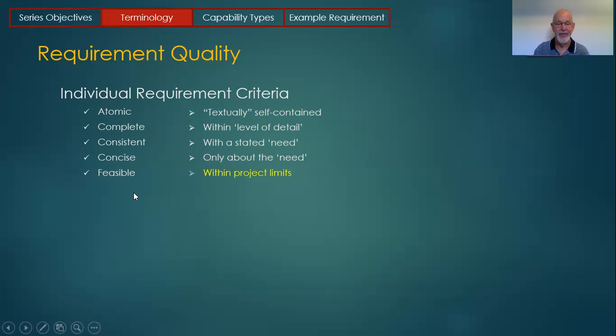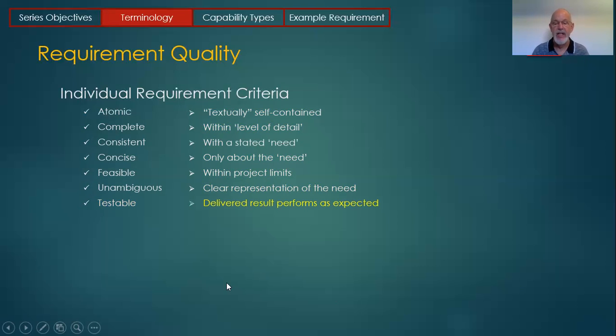So feasibility is one quality measure. Unambiguous. By that, they mean a clear representation of the need. So you don't want to just take what the user said and write it down. They understood something, you understood something, but if you don't have enough detail to make it unambiguous, you have poor quality. Testable. Requirements should be testable. And what this means really for an information system is that whatever is delivered can perform as expected.